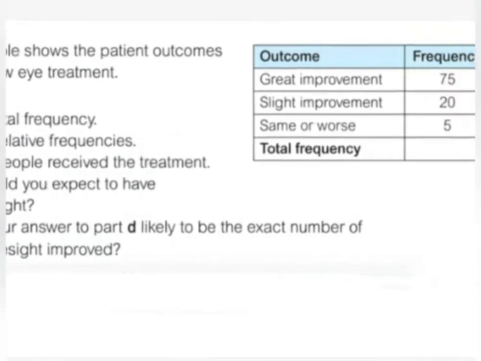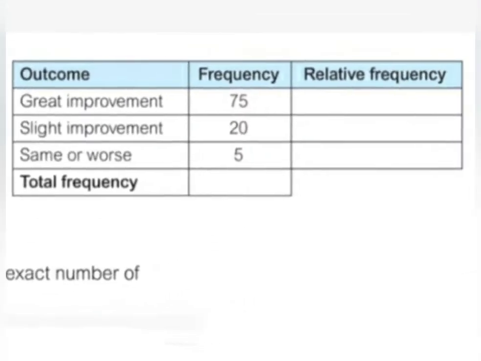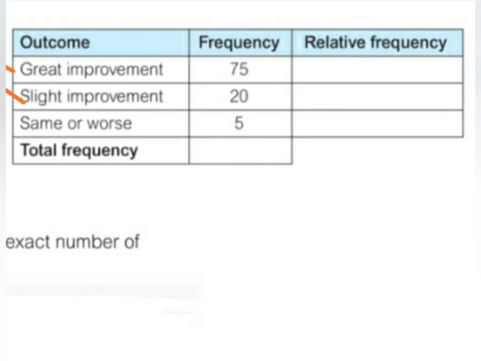Now, let's take a look at the table. As you can see here, in the table, we have 3 events. For each event, we have a frequency. First thing, he wants you to copy the table and then find the total frequency.